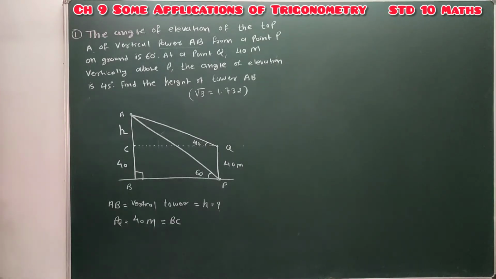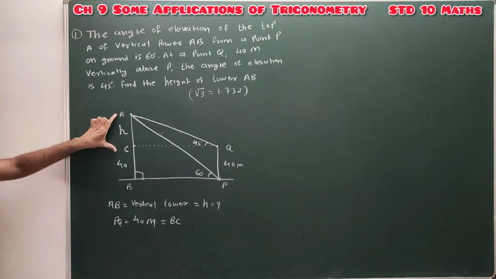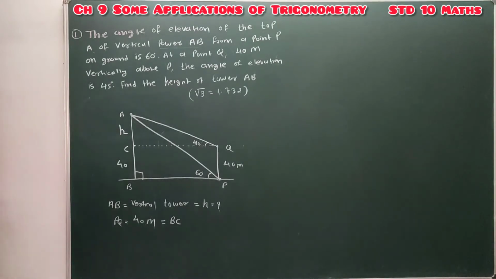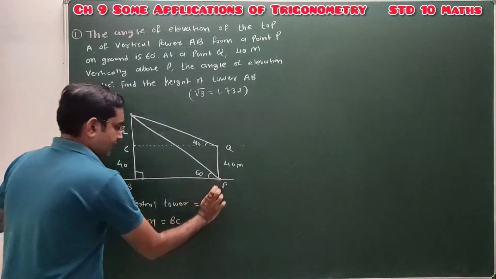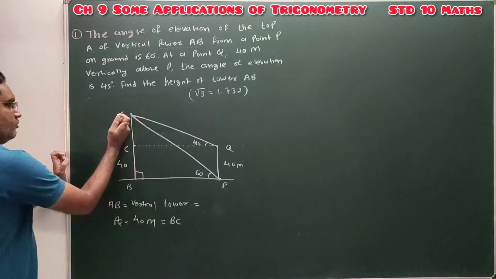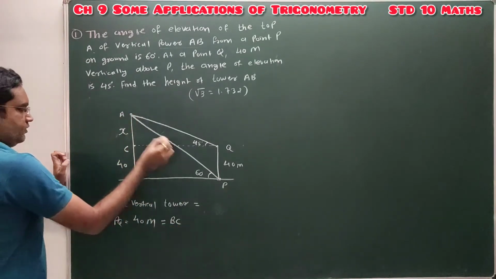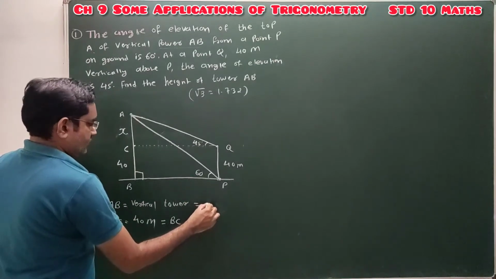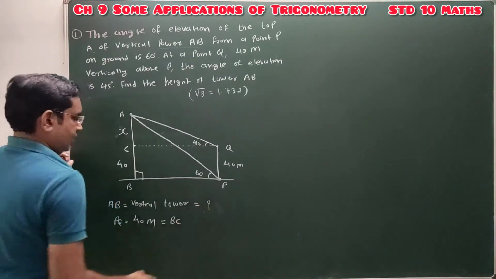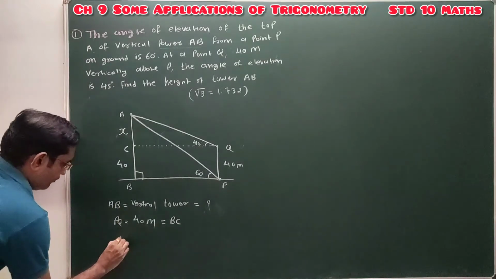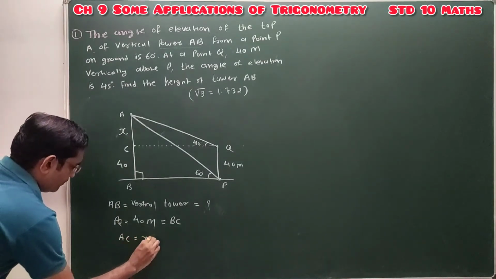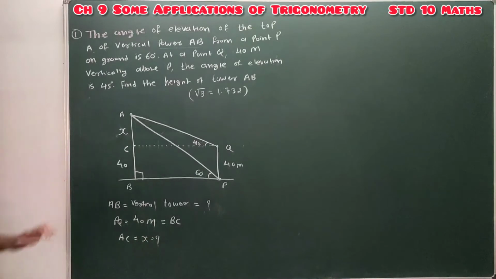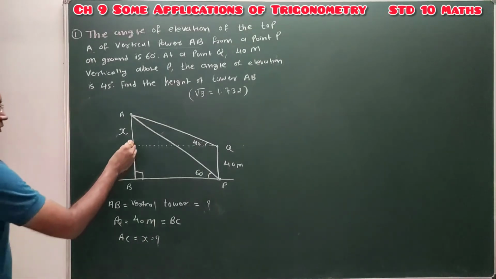So let's try to find this length AC. Here the height is not H, so we take this as X. You have to find the height of the tower, and to find the height of the tower we have to find AC, which is equal to X. So this is the description of the figure.